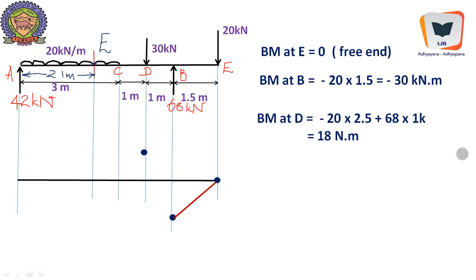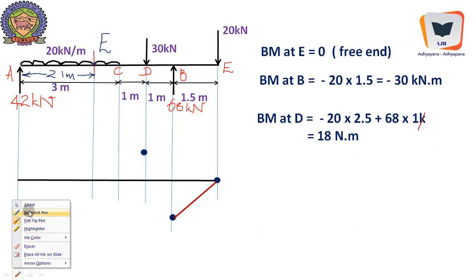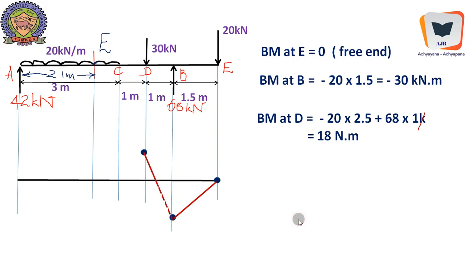Reaction is 1 meter. This is okay. We will just remove this. Yeah, and when we simplify this, we will get bending moment at D to be positive, and it is 80 kilonewton meter, and this is to be connected by a straight line. Yes, that is also done.